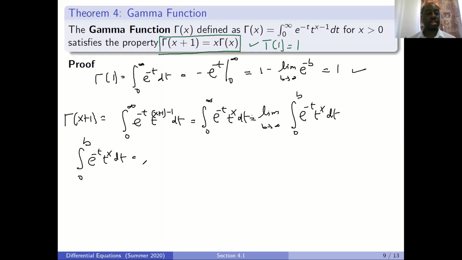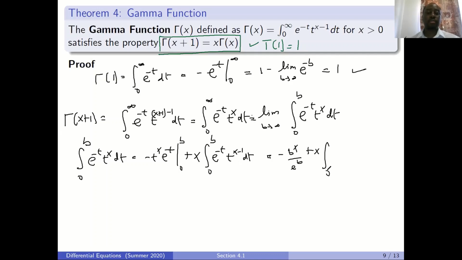If we apply integration by parts, this gives us minus t to the x, e to the minus t from 0 to b, plus x times the integral from 0 to b of e to the minus t, t to the x minus 1 dt. And we can simplify this. This is going to be minus b to the x over e to the b, plus x times the integral from 0 to b of e to the minus t, t to the x minus 1 dt.